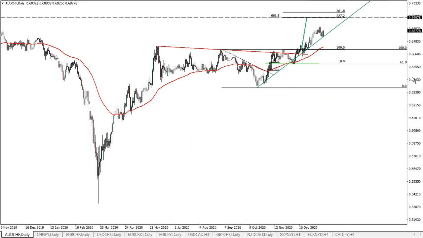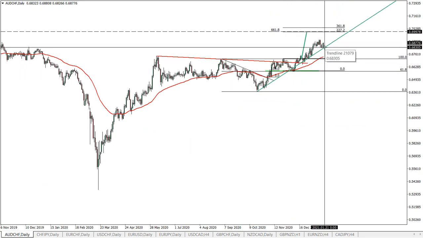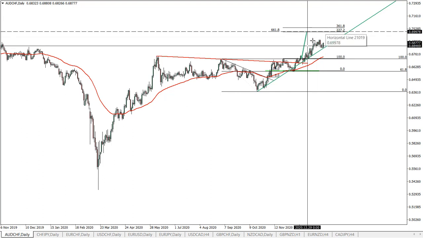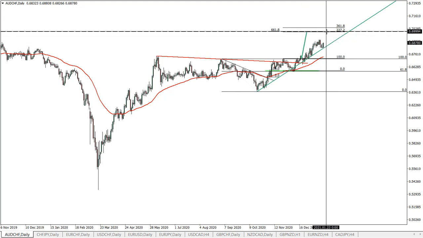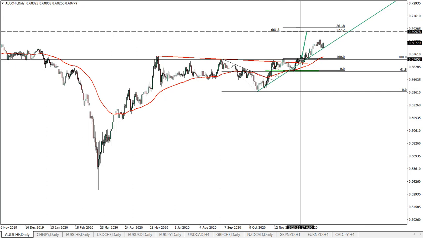Australian Swiss franc uptrend continuation is expected. We're rejecting the simple uptrend trend line. So maybe the final move will take place towards the resistance that we expected for so long. It's a daily time frame, guys. We posted this analysis once the price was at this stage, at this bottom.